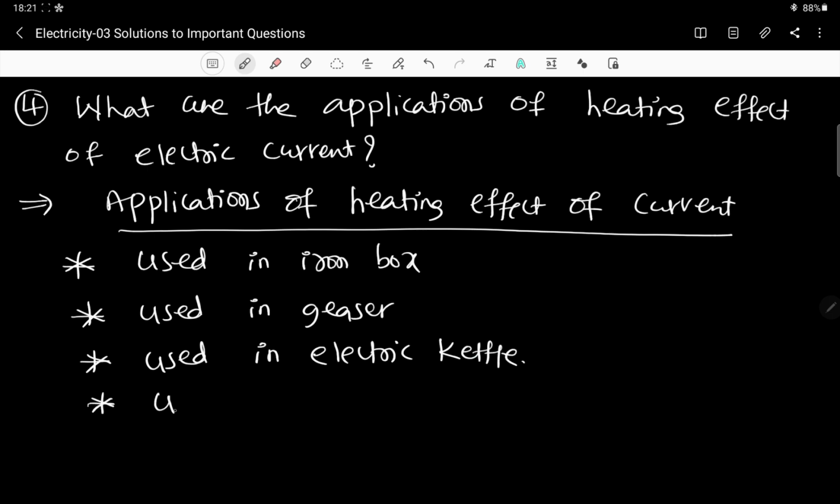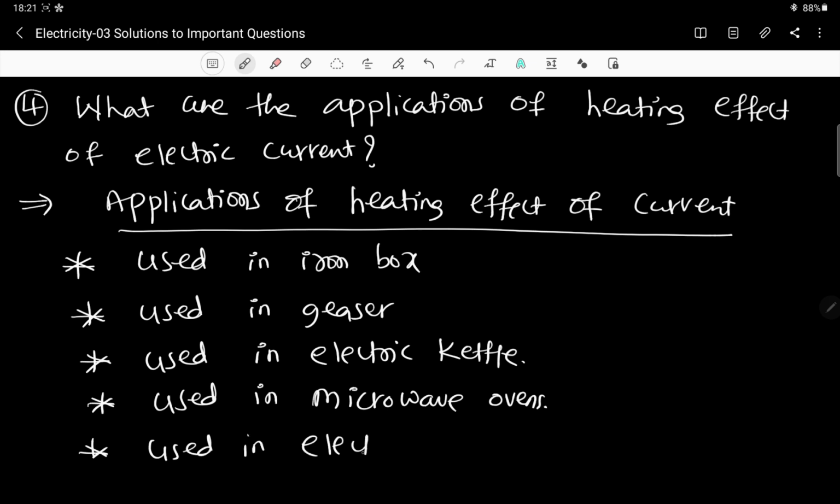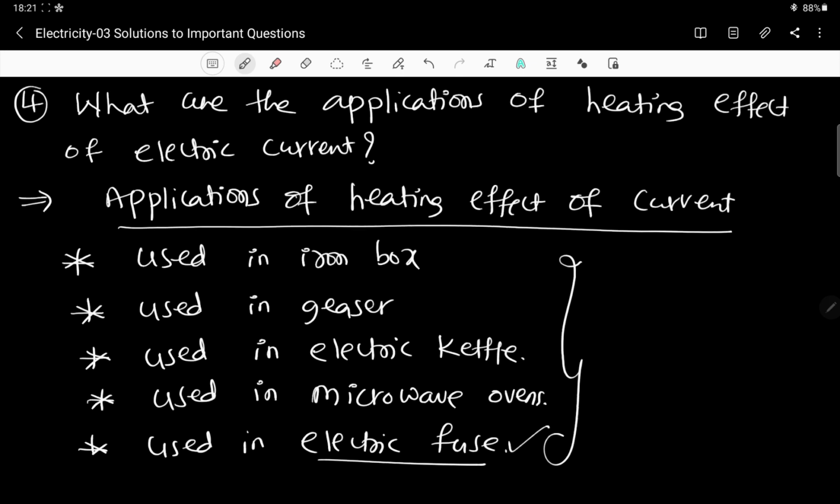Then it is used in microwave ovens. Then it is used in the electric fuse. The fuse is a safety device, no? The question is following up regarding this electric fuse. So these are the applications. Try to write the electric fuse. Other things are fine anyway.